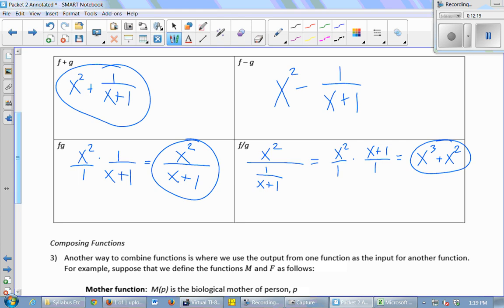All right, so let's talk about the domain of each of these. F plus g, any restrictions? x cannot be -1. Yep. The set of all x such that x cannot be -1. There's the domain. How about f minus g? Same thing.